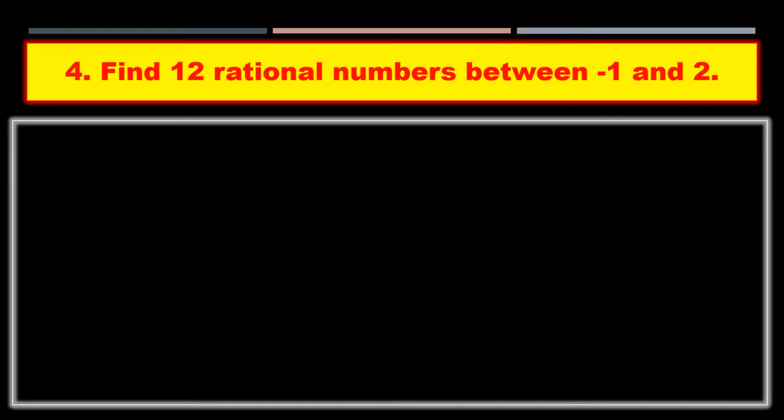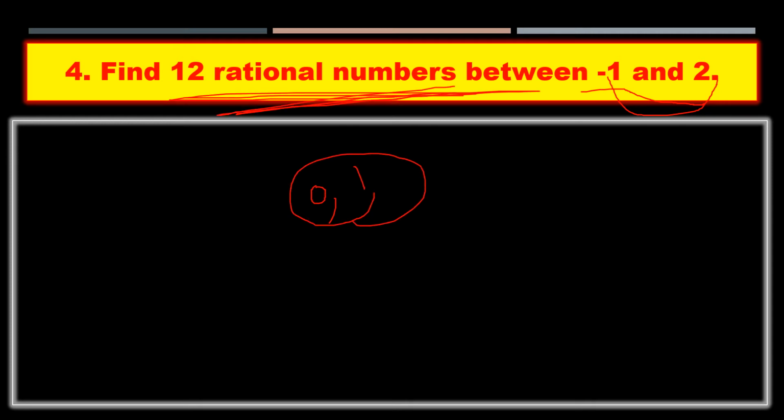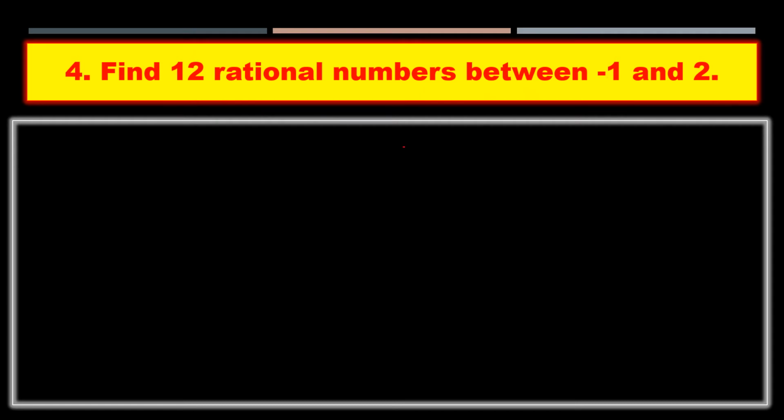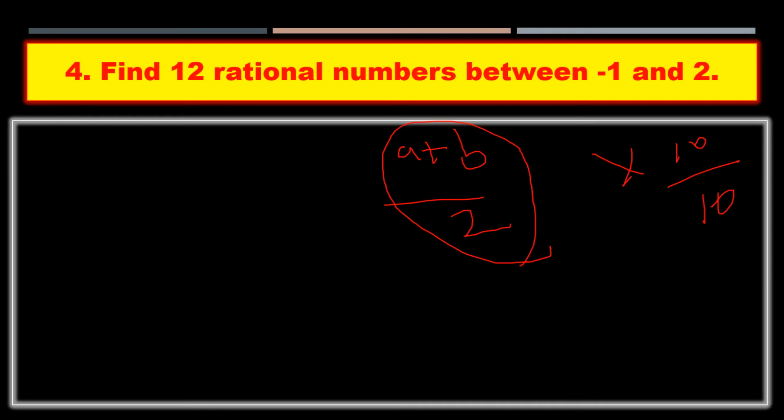So here is your next question. Find 12 rational numbers between minus 1 and 2. If you see the integers between minus 1 and 2, you'll have only 0 and 1. But he asked here for 12 rational numbers between them. So for this one you can use the a plus b by 2 method, mean method, or you can go with the into 10 by 10 method. If it is for 4 marks you go with one method, if it is for 8 marks you go with the other method.